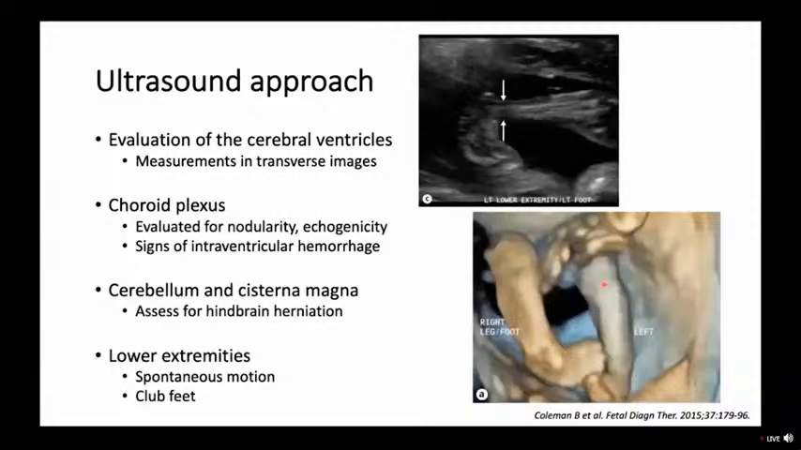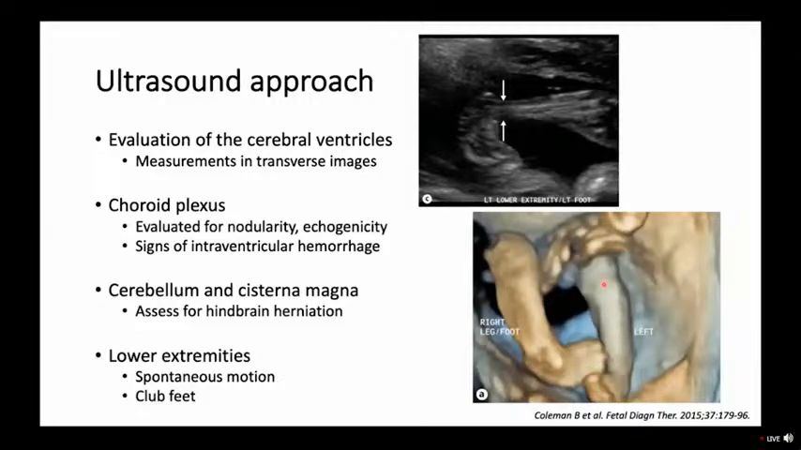Remember to look at the rest of the baby. Ventriculomegaly is a good sign for this. Club feet are also a really important sign because the baby's not moving the legs as well, and you get a valgus, kind of internal rotation of the foot. This is something that we might see when we have a baby with spina bifida as well.